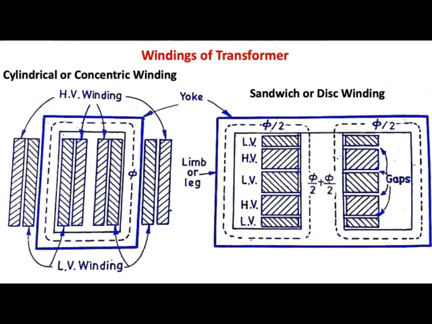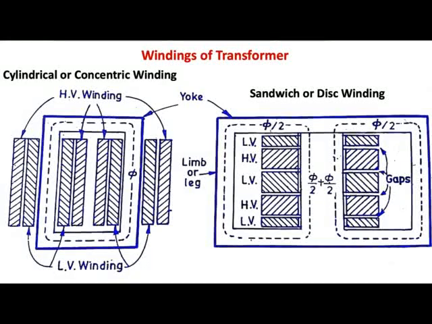Now this cylindrical or concentric winding is placed one on top of the other around the core. LV winding or the low voltage winding is normally kept near the core, and outside is the high voltage winding, just to provide better insulation for the high voltage coils.